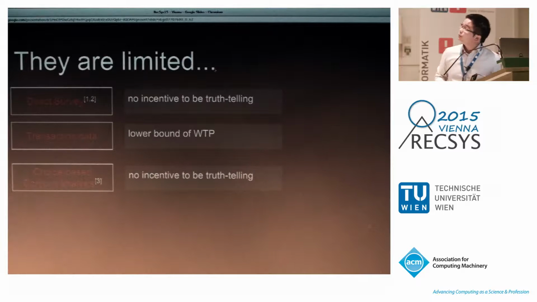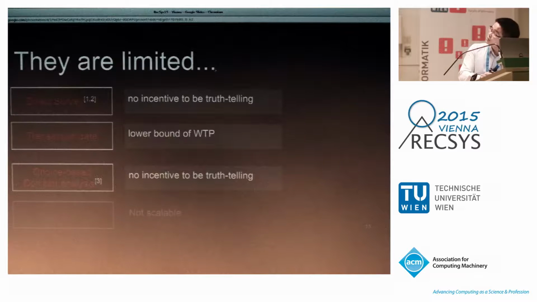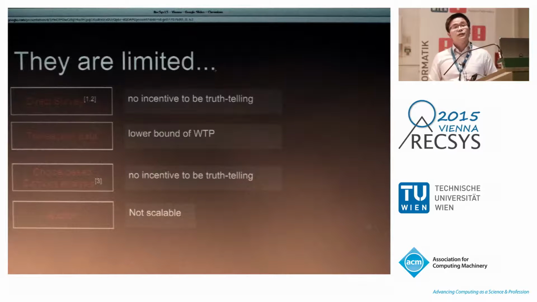And for conjoint analysis, it has a similar problem as direct survey. The subject still has no incentive to be truth telling. And auction-based approaches are very incentive compatible. That means the subject has the incentive to be truth telling, but the problem is that it's not scalable to a typical e-commerce setting, in terms of a large number of items and a large number of users.